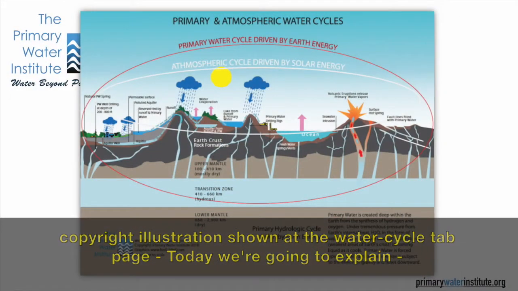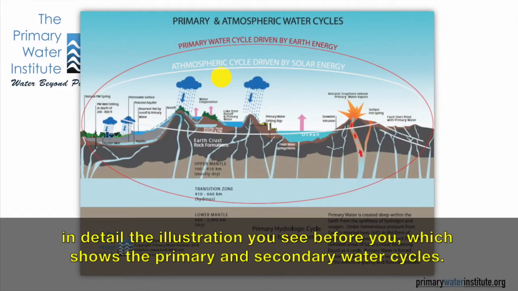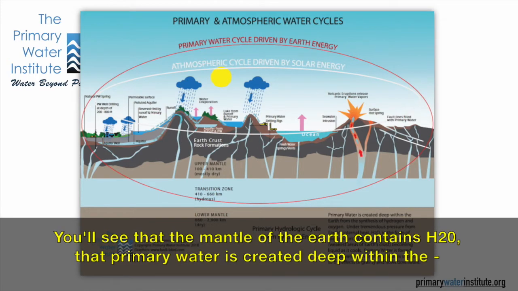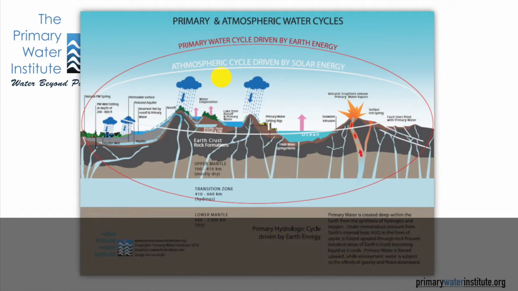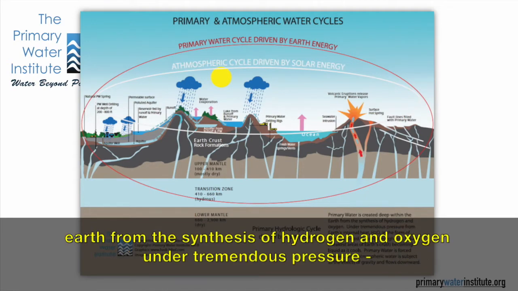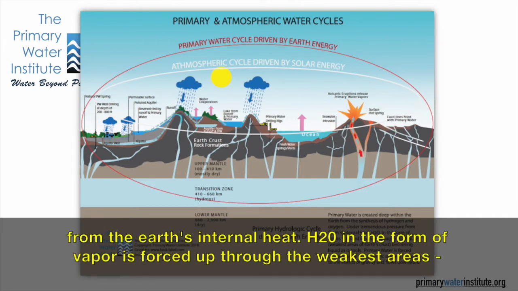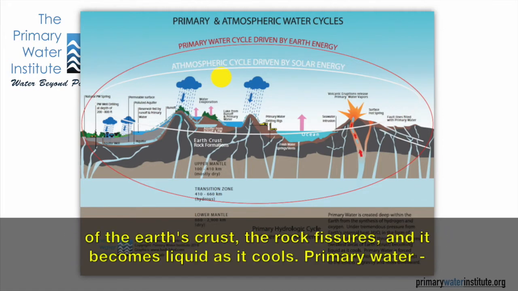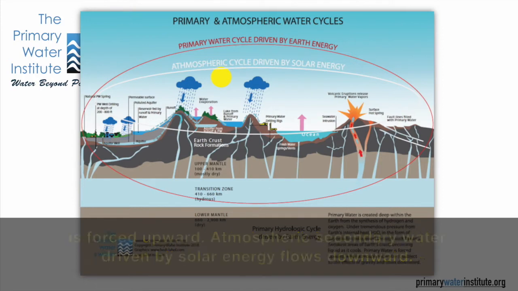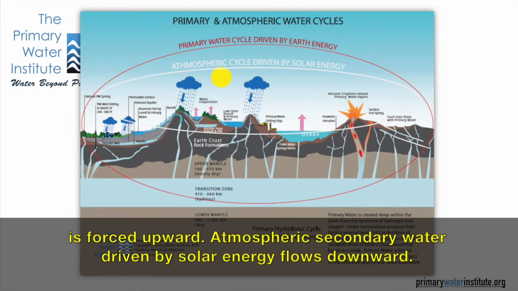Today we are going to explain in detail the illustration you see before you, which shows the primary and secondary water cycles. You'll see that the mantle of the Earth contains H2O. That primary water is created deep within the Earth from the synthesis of hydrogen and oxygen under tremendous pressure from the Earth's internal heat. H2O, in the form of vapor, is forced up through the weakest areas of the Earth's crust, the rock fissures, and it becomes liquid as it cools. Primary water is forced upward. Atmospheric secondary water, driven by solar energy, flows downward.